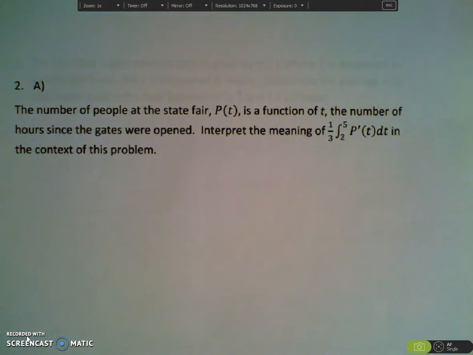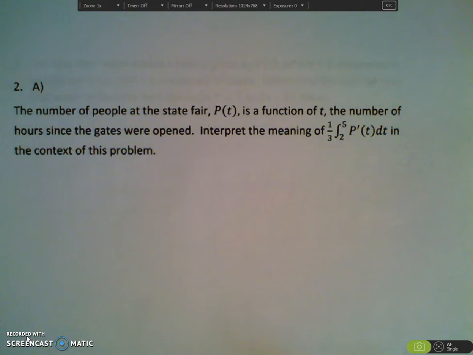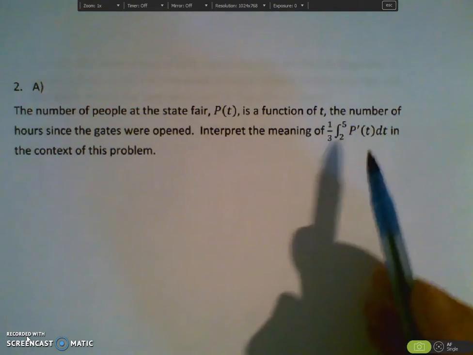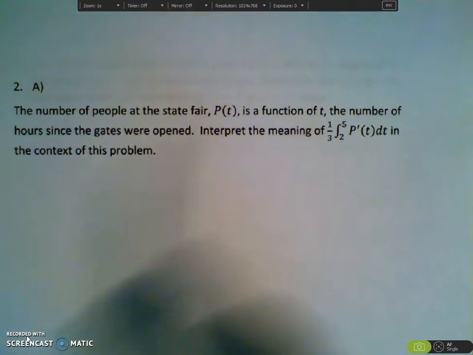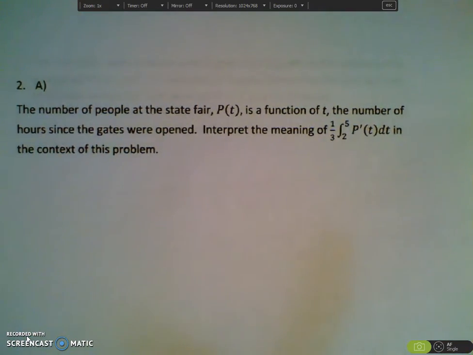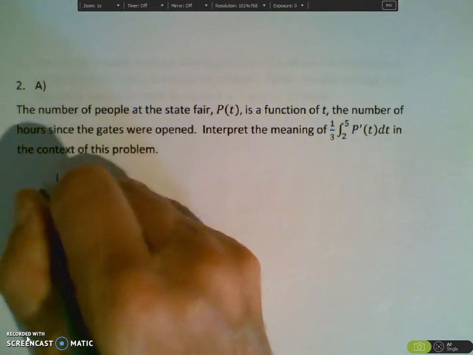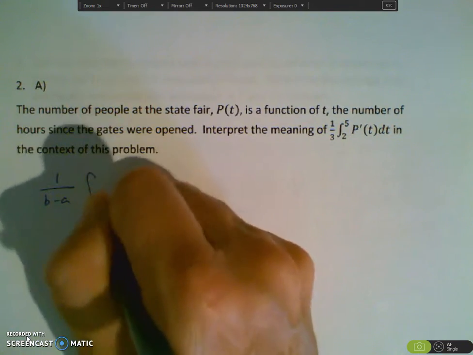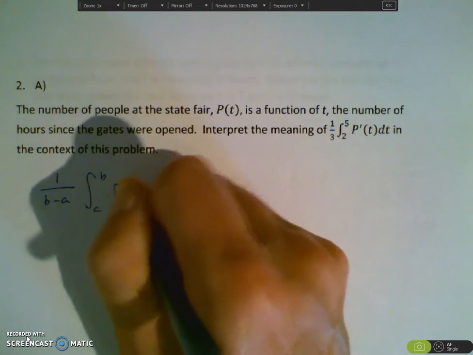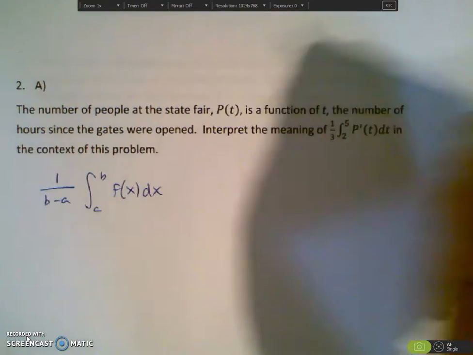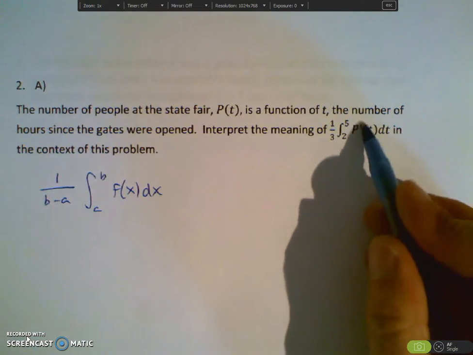Here's our second example. The number of people at the state fair, P of t, is a function of t, the number of hours since the gates were opened. Interpret the meaning of this definite integral expression in the context of this problem. Notice again, this is a slightly different form of the average value integral. This time, notice that our integrand includes a derivative.